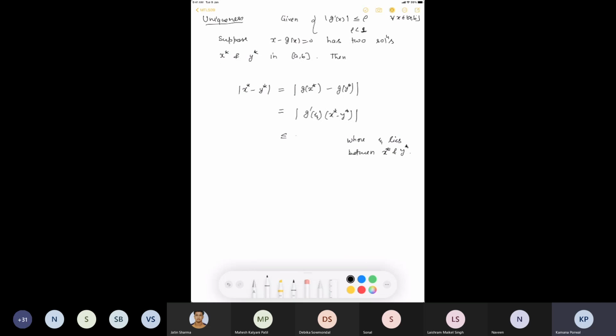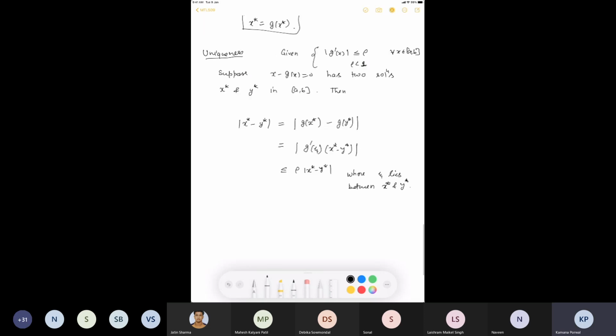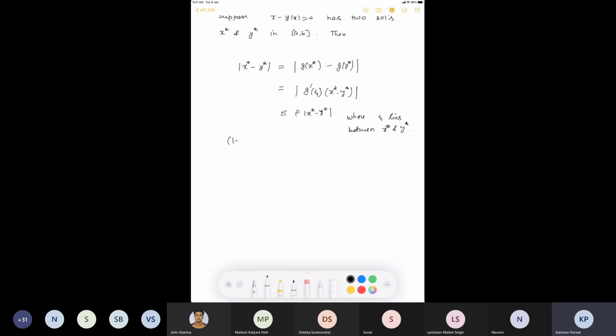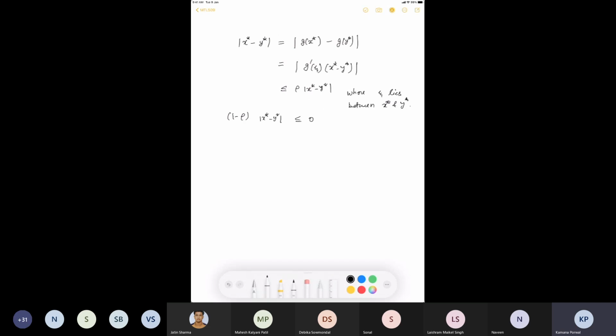So this is going to be less than or equal to rho times the modulus of x star minus y star, because rho is strictly less than 1, and the modulus is always greater than or equal to 0. So what I have got from here is that (1 minus rho) times the modulus of x star minus y star is less than or equal to 0, right? And rho is given to be strictly less than 1.